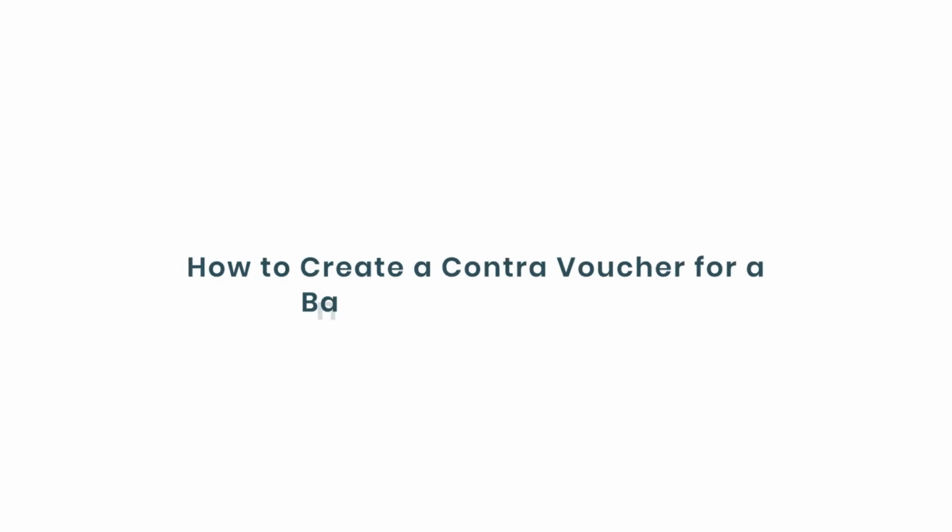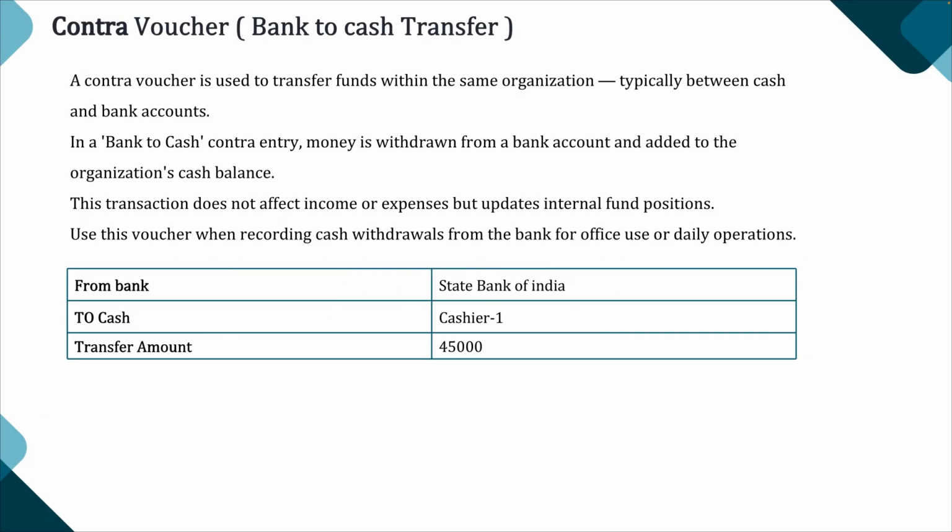Let us see in this video how to create a contra voucher for a bank-to-cash transfer. A contra voucher is used to transfer funds within the same organization, typically between cash and bank accounts. In a bank-to-cash contra entry, money is withdrawn from a bank account and added to the organization's cash balance. This transaction does not affect income or expenses, but updates the internal fund position.